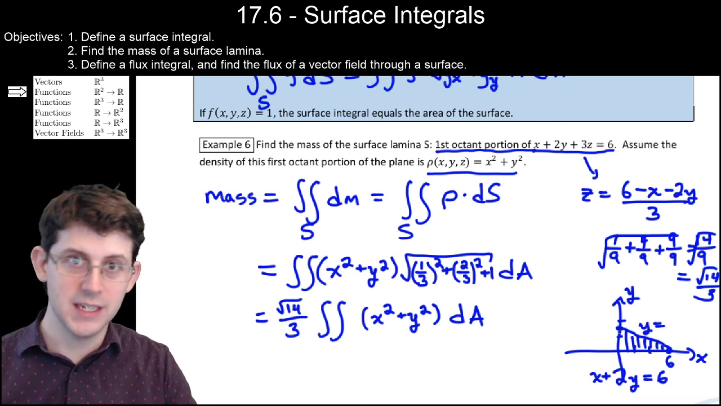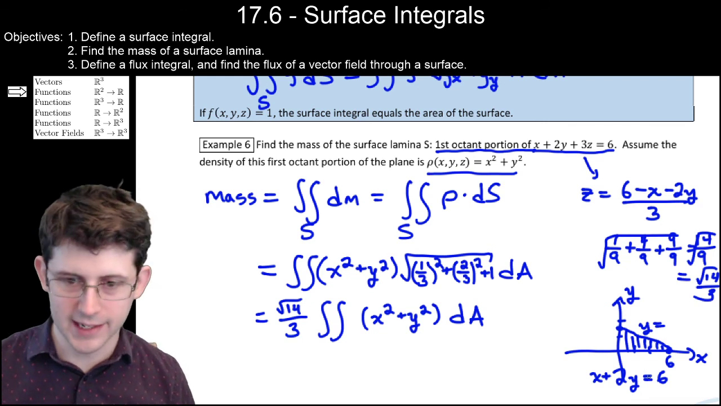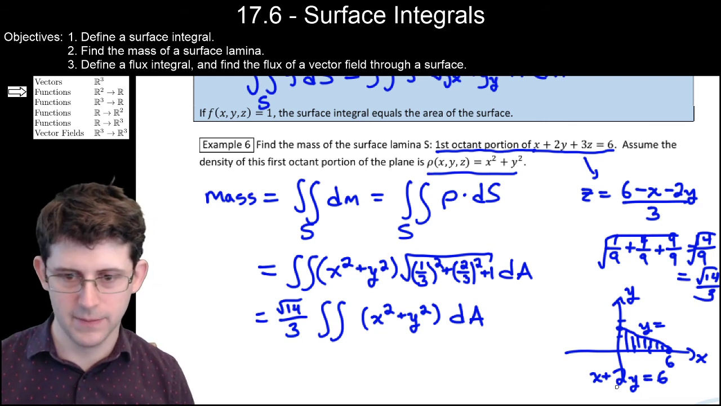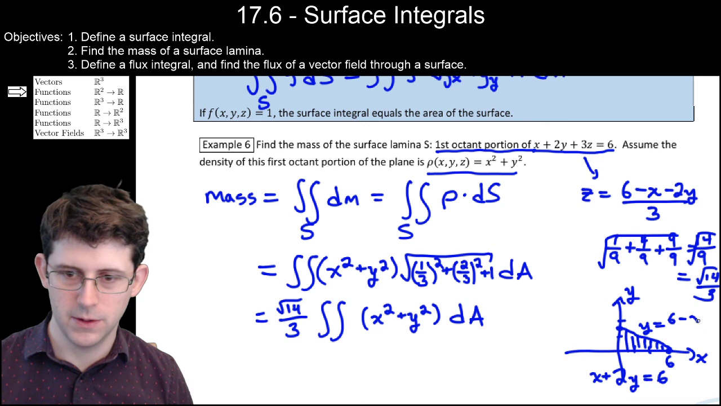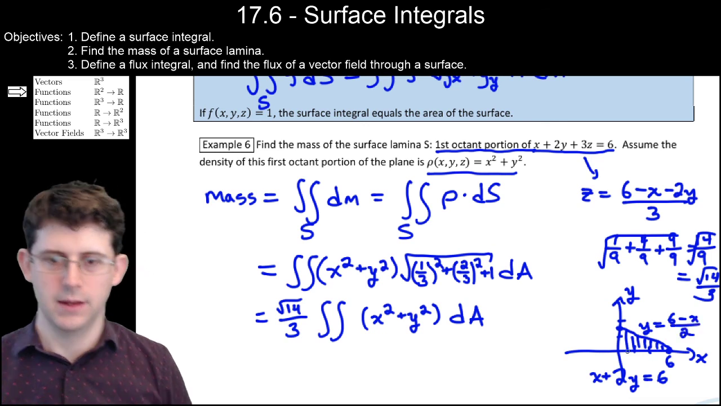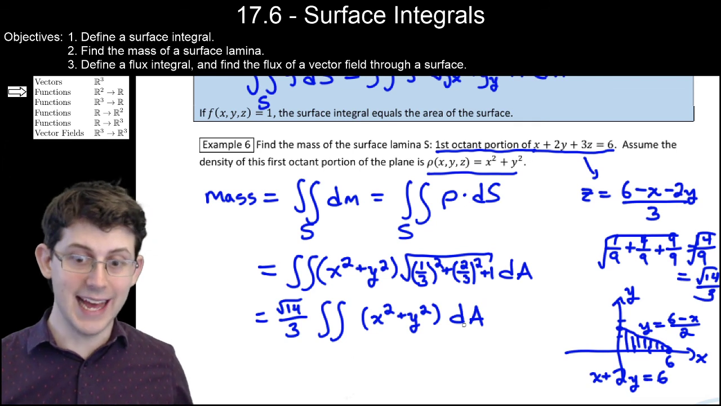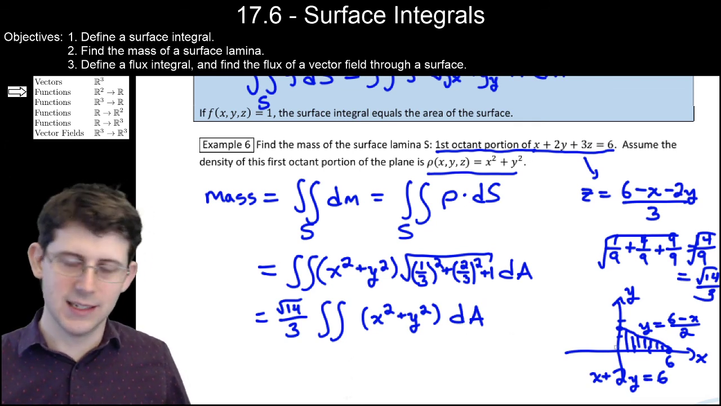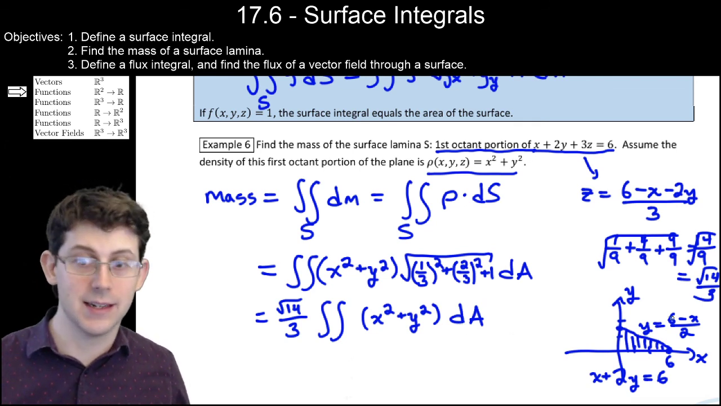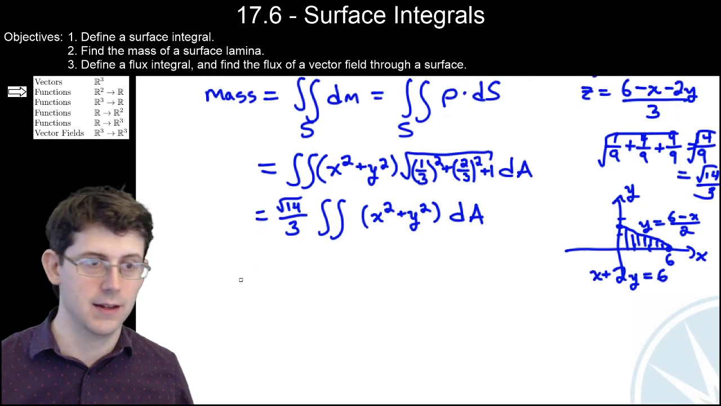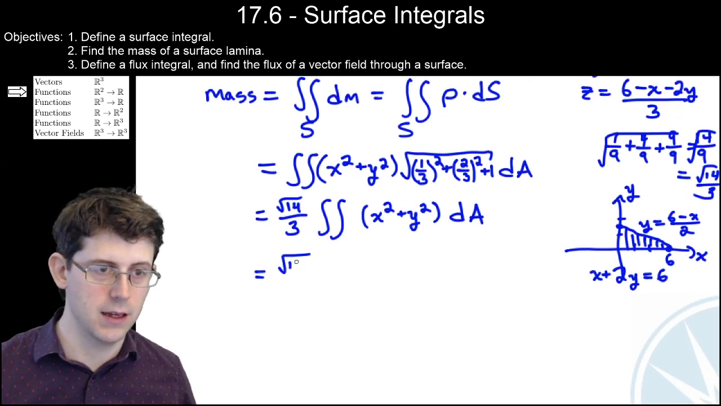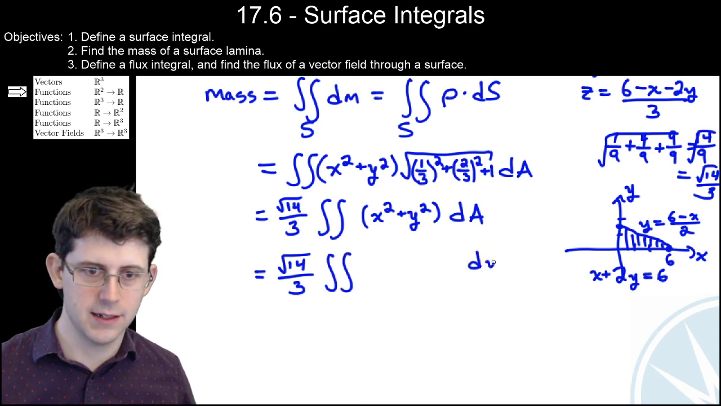The top boundary here is a line. I can solve it for y, I guess. y is going to be (6 minus x) all over 2. And this is my region. That helps me decide how to deal with dA. Since this has basically got right angles and straight lines, I'm going to use rectangular coordinates. So I will say that dA is dy dx.